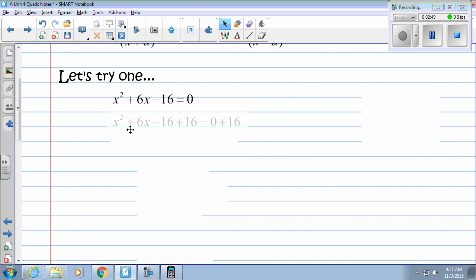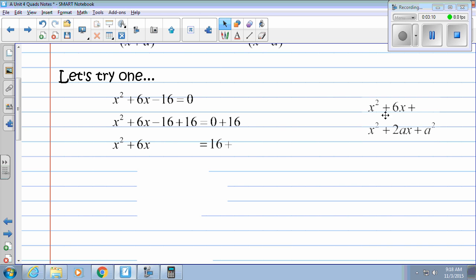The first thing we want to do is to get this number out of the way. We don't want it anymore because this is not a perfect square trinomial, and we want to make it one. So we add 16 to both sides, which gives us x squared plus 6x equals 16. And then we're going to add a number over here. I'll show you why. Okay. So if you come over here, x squared plus 6x plus some number is going to be our new perfect square trinomial. The question is, how do we figure out what that number is?